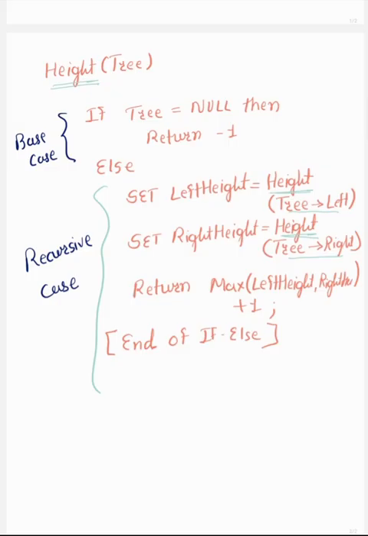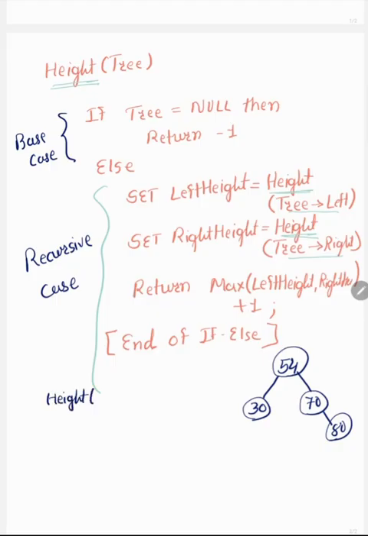Now, as an example, let me explain. Suppose I have 54 over here and then 30 over here, then here I am having 70 and 80. First, height of a tree. So I'm going for height of 54. In this scenario, this if condition will not be satisfied, so it will go for the else part.